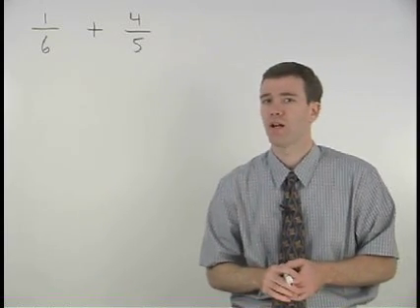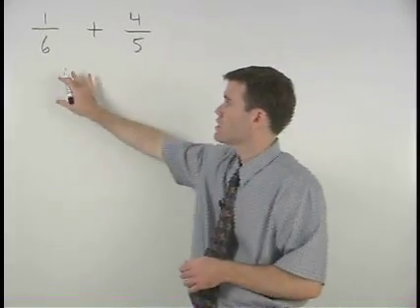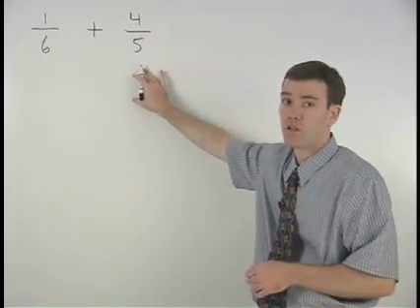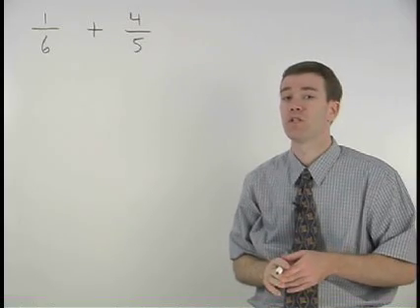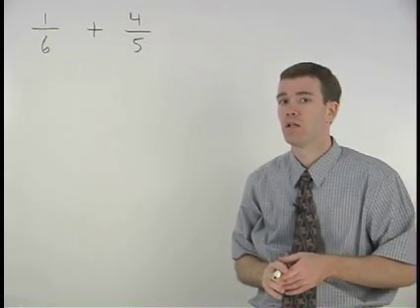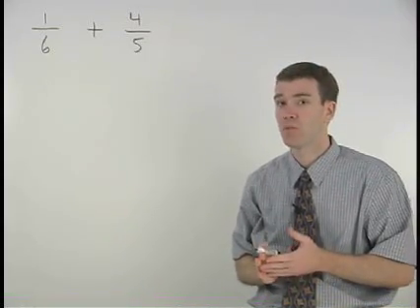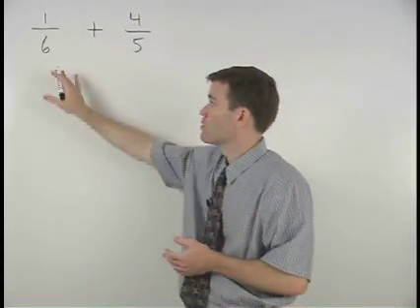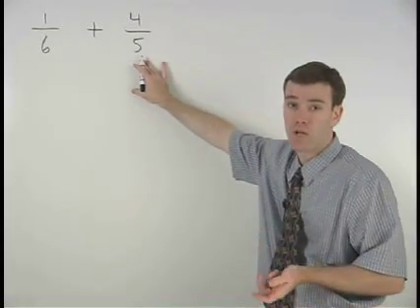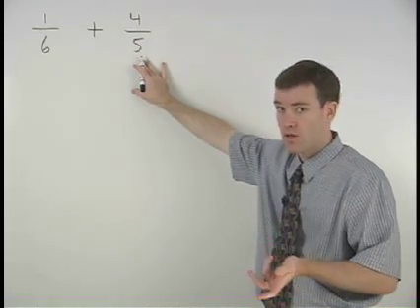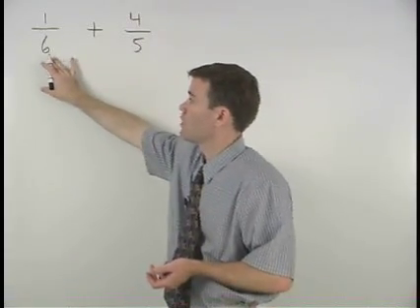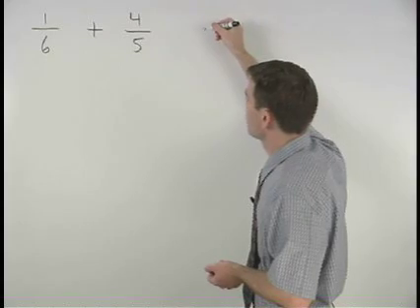To add these two fractions together, 1/6 plus 4/5, we need a common denominator. The common denominator is simply the least common multiple for the two denominators. So here our first step is to find the least common multiple for 6 and 5.